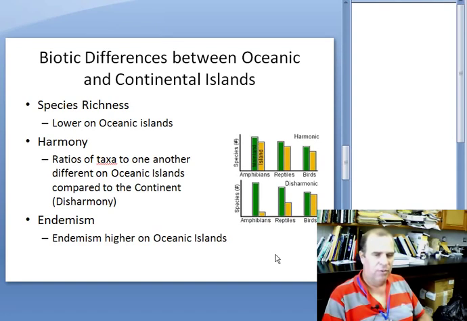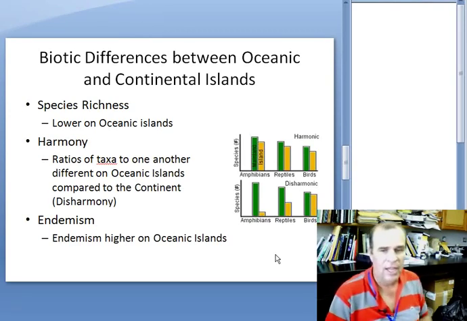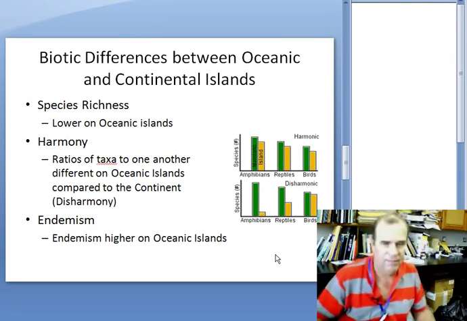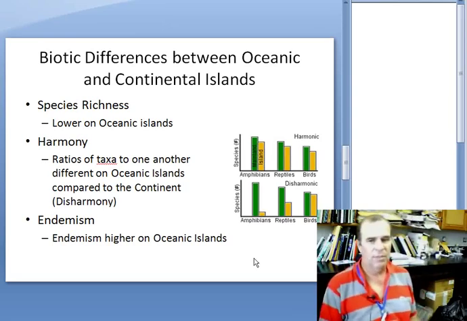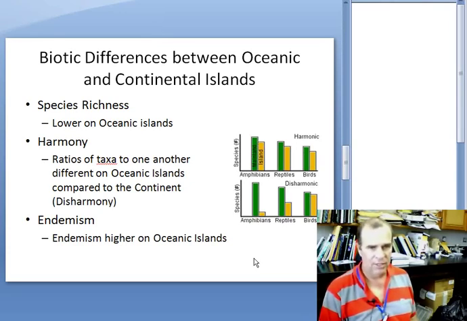Endemism refers to whether a taxon or a species occurs in a particular area and nowhere else in the world. So you can say a species of plant or animal is endemic to Trinidad. That means it occurs in Trinidad and it doesn't occur anywhere else in the world. Now, endemism tends to be higher on oceanic islands. So oceanic islands tend to have a greater proportion of their species occurring on that island and nowhere else.